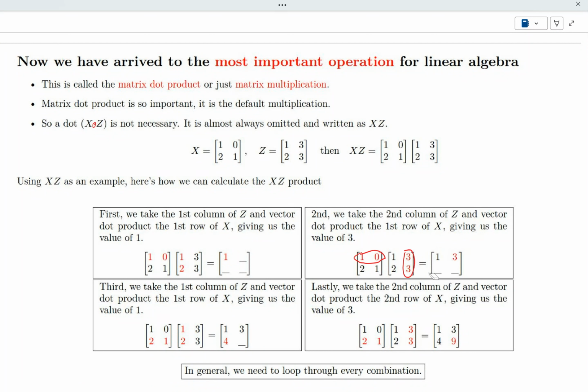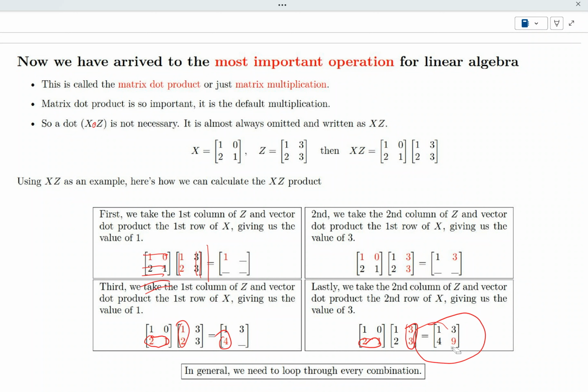And then you keep going again. You take the first column, now this time the second row. You take dot product, and you get this. Lastly, you take the last column and the last row, you perform dot product. So basically, you are going through every single column and multiply by every single row. And then every combination of that is the result of your final dot product.